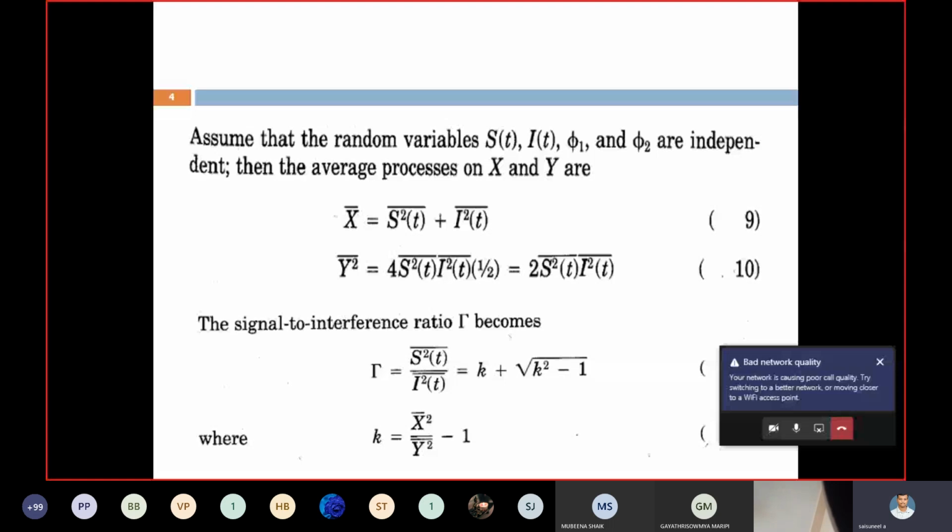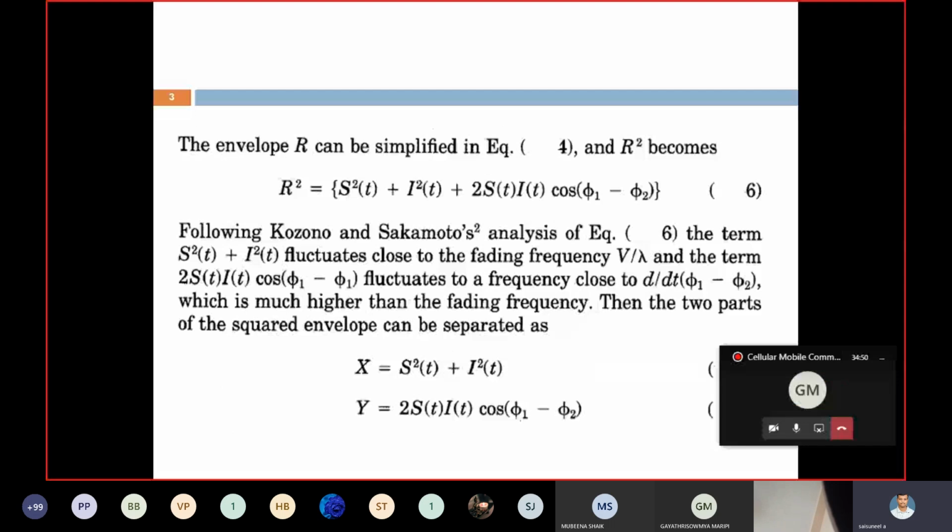Like this, r square is equal to x plus y. Here, what is x? S square of t plus I square of t. Here a square term is already there in s square of t and I square of t. There is no need for squaring the total term because of the standard deviation and variance concepts. We have to calculate whether noise is present in a signal or not, so we go for squaring and averaging. Since the squared terms are already there, there is no need to square again. Then directly x bar, the average of x, is equal to s square of t bar plus I square of t bar.